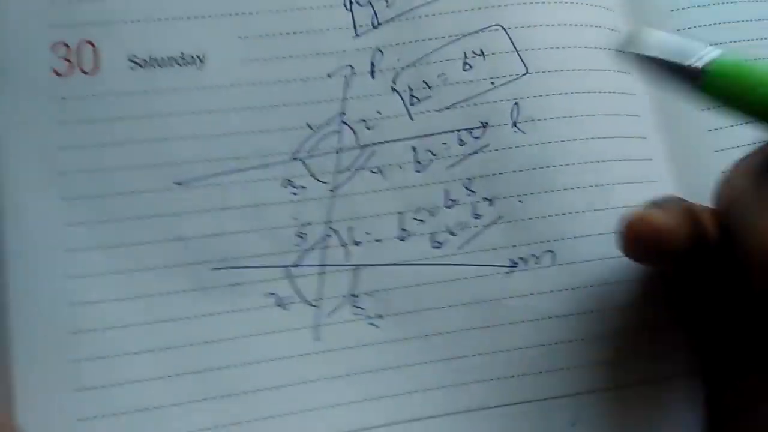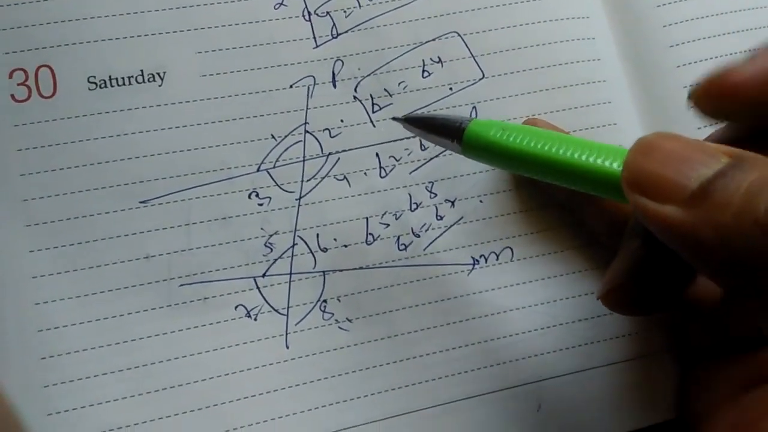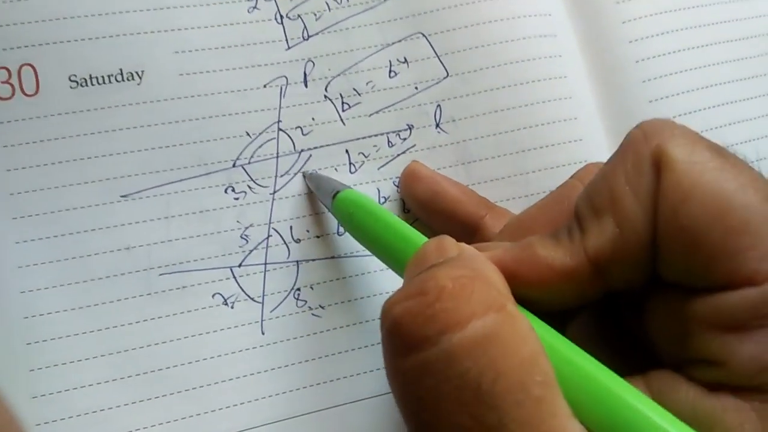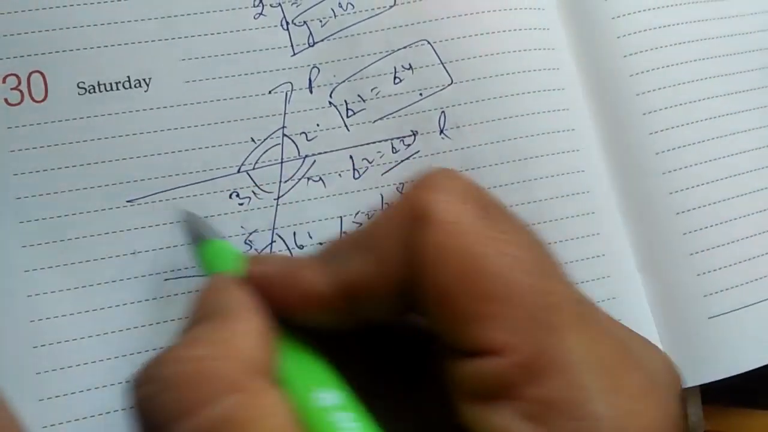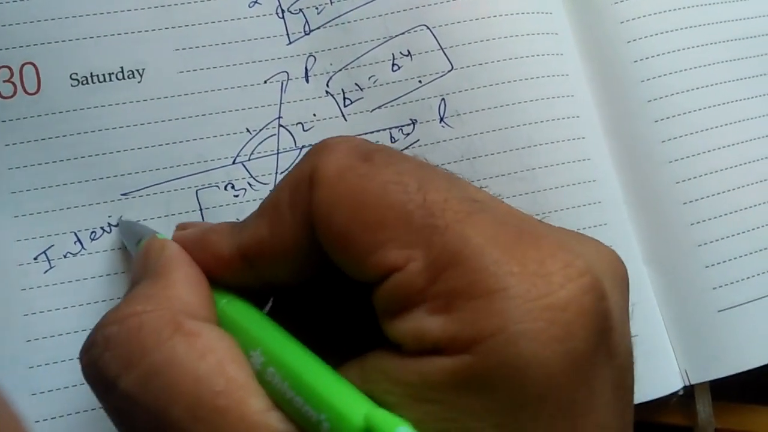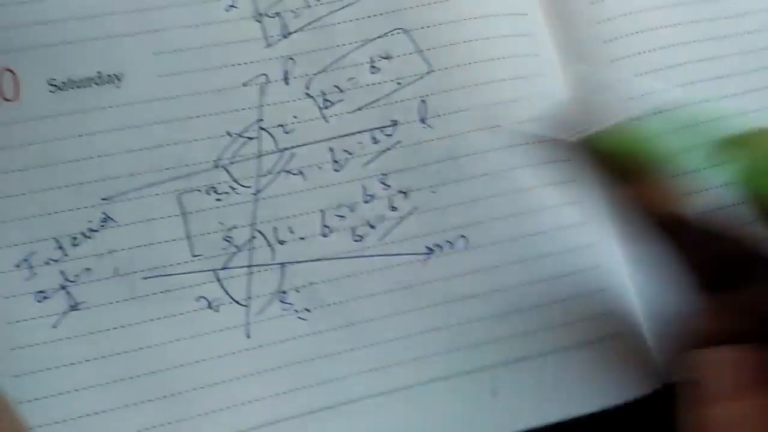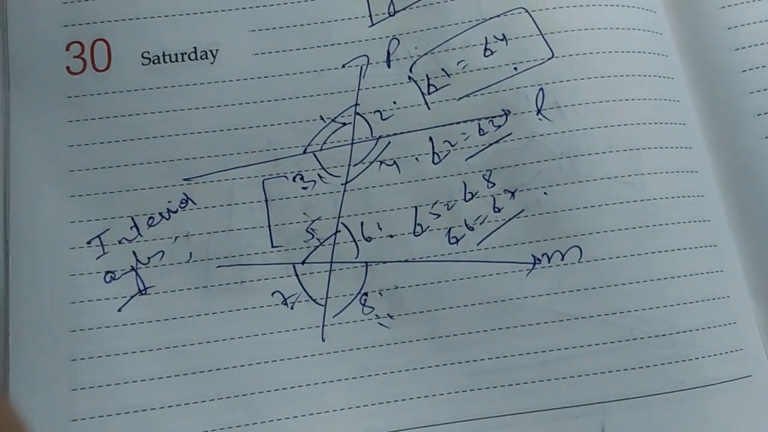Now there is a naming convention of these angles. So 3, 4, 5, 6 are interior angles. So 1, 2, 7, 8 will become exterior angles.